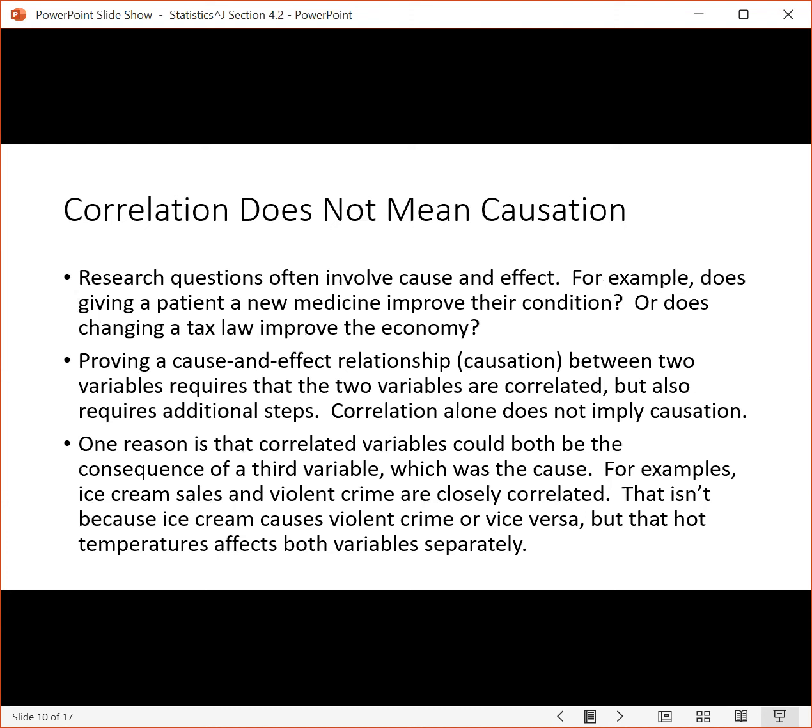For example, ice cream sales and violent crime are closely correlated. That isn't because ice cream causes violent crime, or because violent crime causes people to want ice cream, but because hot temperatures affect both variables separately. So you have to be very careful when it comes to interpreting correlation as causation. Correlation does not mean that there is a cause and effect relationship. It just means the two things are related, they're correlated.